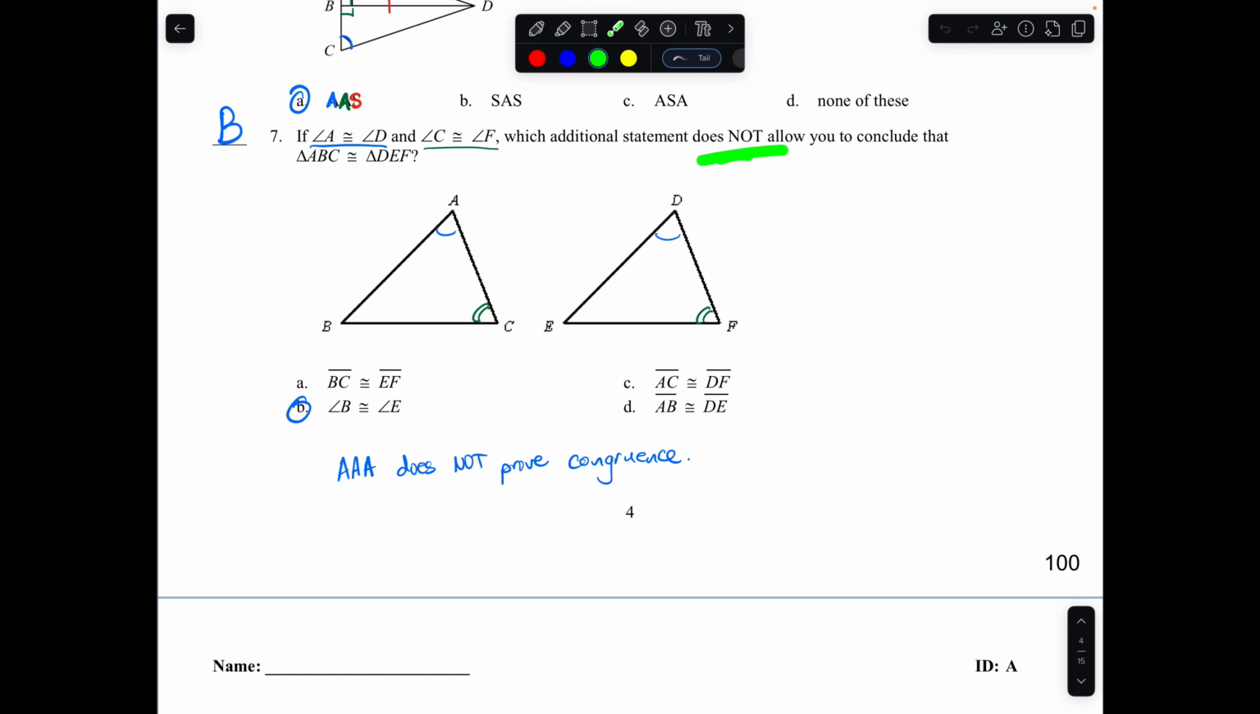If we check B, that's going to be our answer. Angle B, if we knew that was congruent to angle E, I guess I could mark it with 3 tick marks. That's angle, angle, angle. And angle, angle, angle does not prove congruence. If you check C or D, you'll end up with something like that or something like this. And both of those prove congruence. You'd either have angle, angle, side or angle, side, angle. Those both prove congruence.